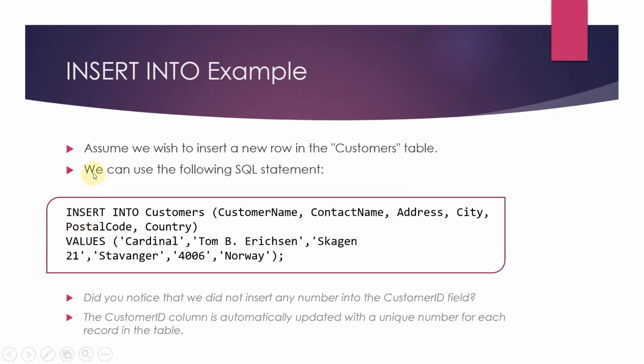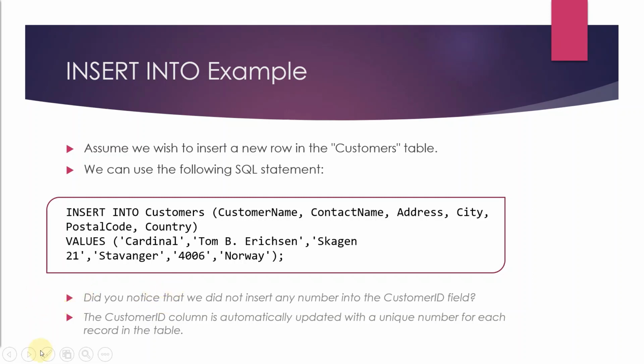Now assume that we wish to insert a new row in the customers table. So we can use the following SQL statement here. Let's run it first, and then later on we notice that we did not insert any number into the customer ID field. The customer ID column is automatically updated with a unique number for each record in the table. So let's do it.